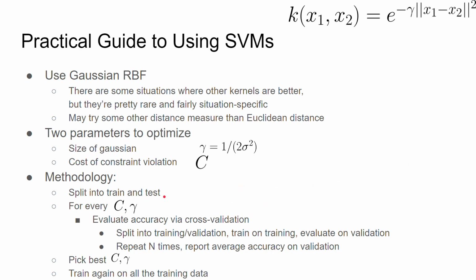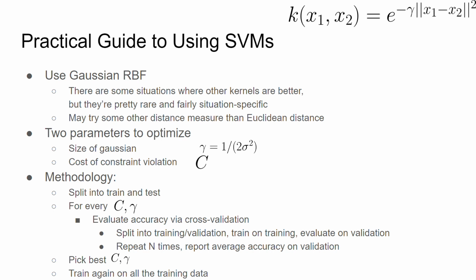Split your data into training and testing, because you want some sort of measure of how well this thing is going to generalize. If you use all your data as your training data, then you could always say, hey, look, I've got 100% accuracy. Not a useful measure. So split it into train and test. And then you're going to go through a whole bunch of different C and gamma values. For each pairing, we're going to say, how good is it given that parameter setting? And the way we're going to say how good it is, we're going to take our training data and split the training data up again into actual training data and validation data.